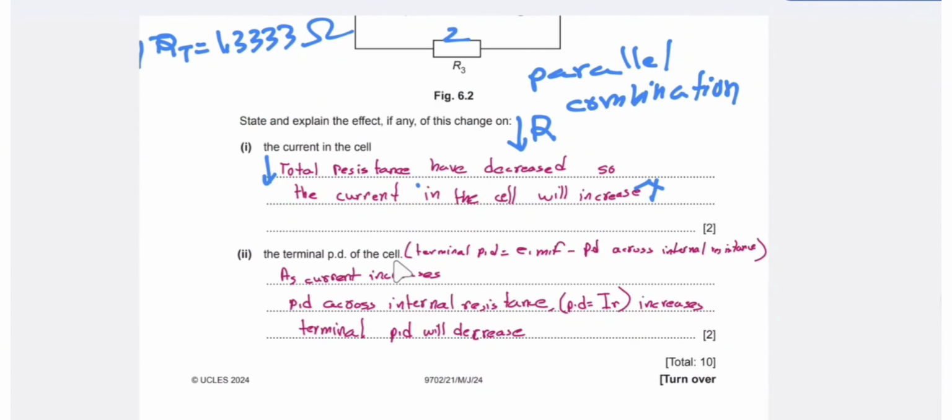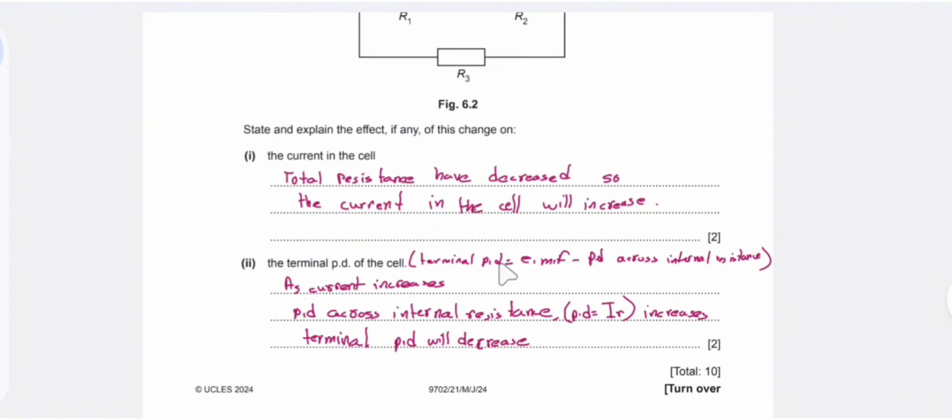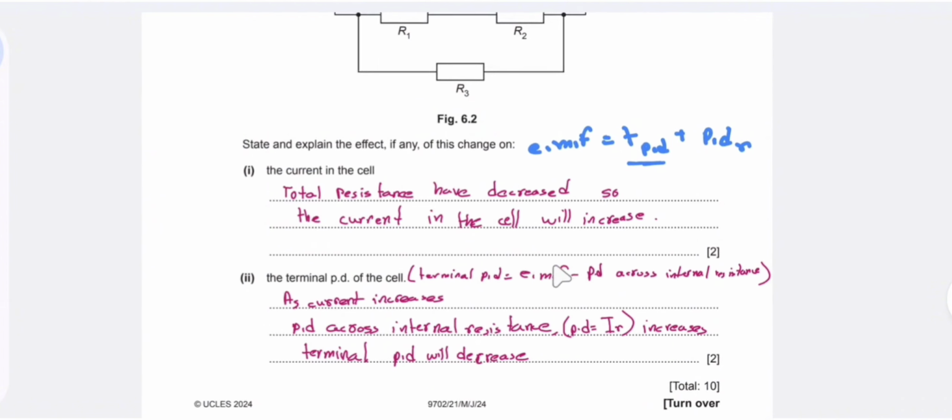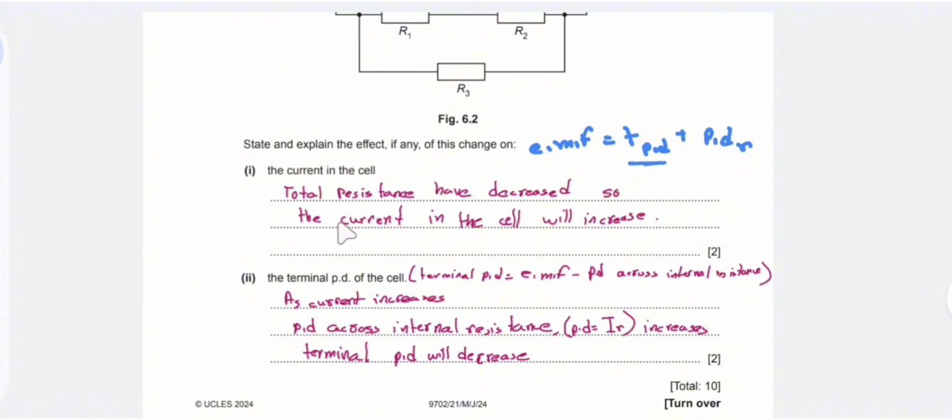Then, the terminal potential difference of the cell. What is the terminal potential difference? We know that EMF is equal to the terminal potential difference plus the potential difference across the internal resistance. So the terminal potential difference is equal to EMF minus the potential difference across the internal resistance. So what happens to the terminal potential difference of the cell?